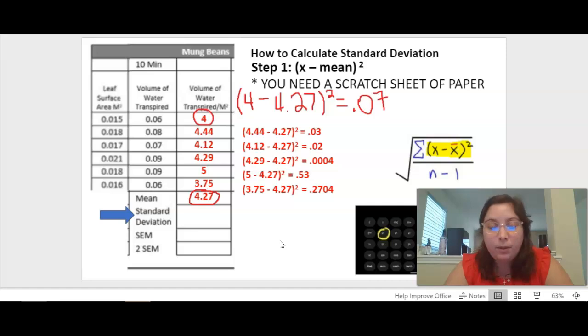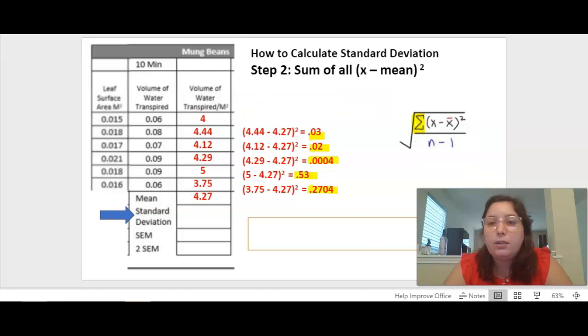But we're not done. The next step in the standard deviation process is we need to take a sum of all of those differences of the means that we just did. Okay, that's what that sigma thing is. We need to add up all of those numbers that we just calculated. Now remember, I did have 0.07 here from what we calculated. It was 4 minus 4.27 squared. And we did this in the slide before. I just didn't add it.